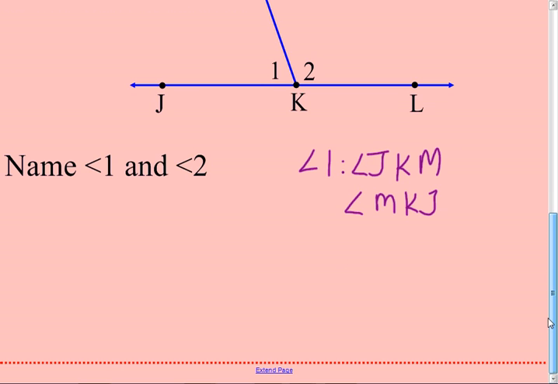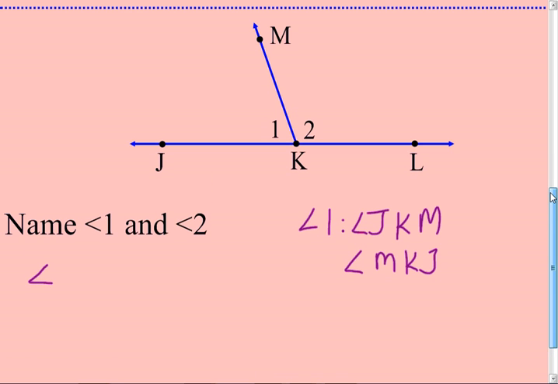Okay, what about angle 2? I'll have you guys come up to the board too sometime soon. Whoops, can't read angle 2. I can. What's angle 2? MKL or angle LKM. Some of you are going to insist on calling it angle K. Well, I don't know which one you're talking about. So if it's not obvious, you can't do it.